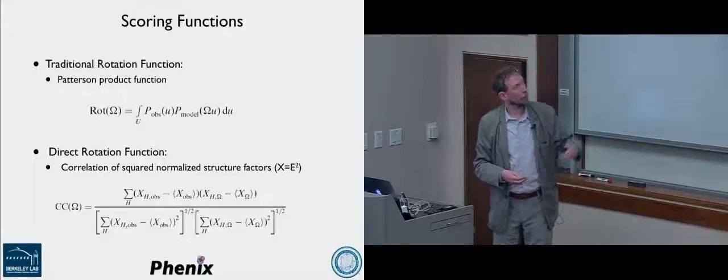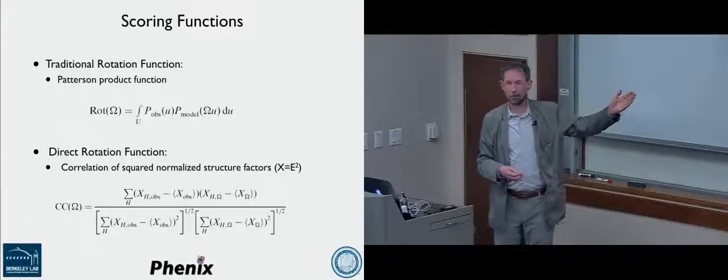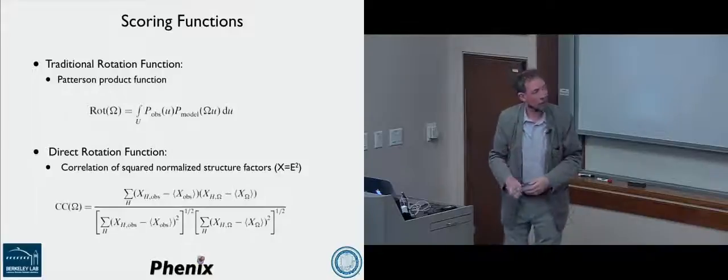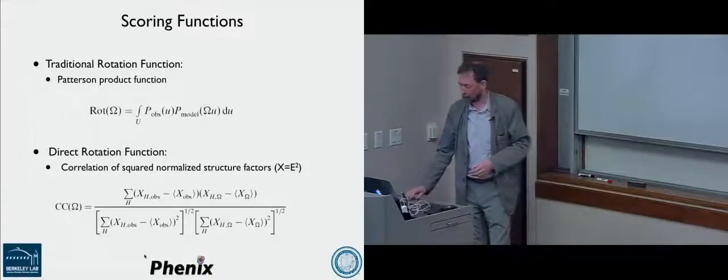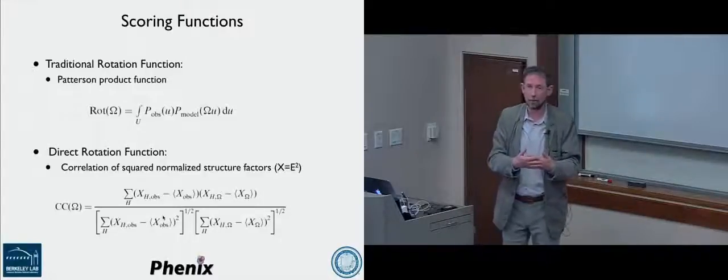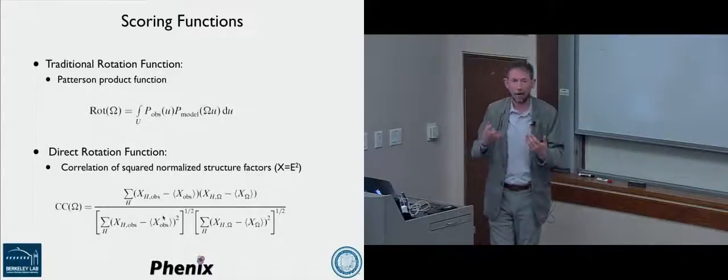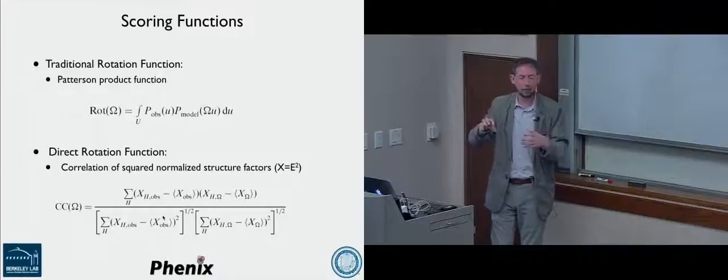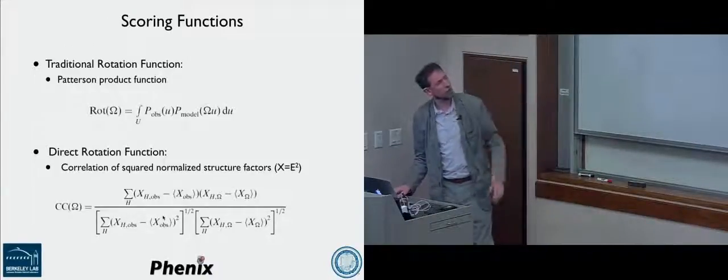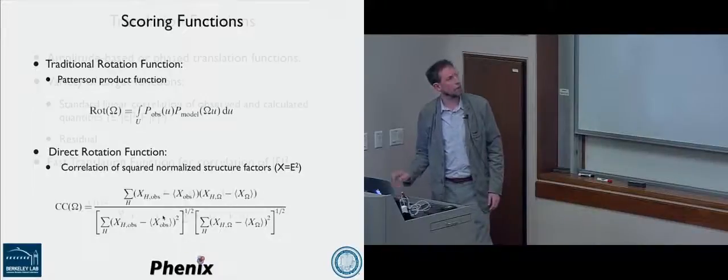Historically, we used maybe things like Patterson product functions. Take two Patterson maps, multiply them together. If they match very well, you get a high score. If they don't match, you get a low score. You can do the same kind of thing in reciprocal space. You can calculate correlation coefficients between reflections in reciprocal space. But this is just a way to score a location of a set of atoms compared to some observed data. So these are the things that historically were used for rotation functions.